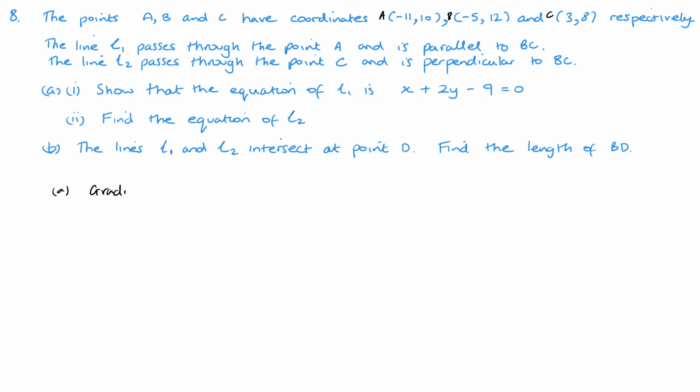So gradient of BC. So difference in y's, 12 minus 8. Difference in x's, minus 5 minus 3. Remember to go from the same one, doesn't matter which way. So I went B take away C. You could equally do C take away B. Should give you the same answer. So here we got 12 minus 8 is 4, minus 5 minus 3 is minus 8. So we got minus 1/2.